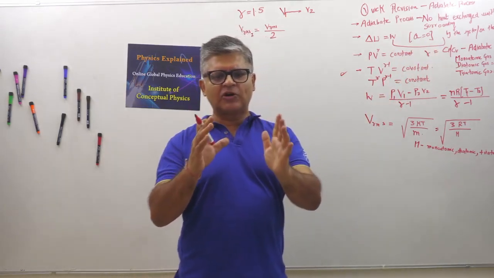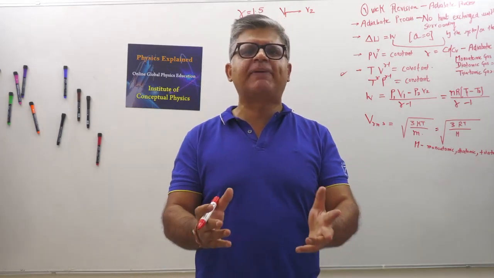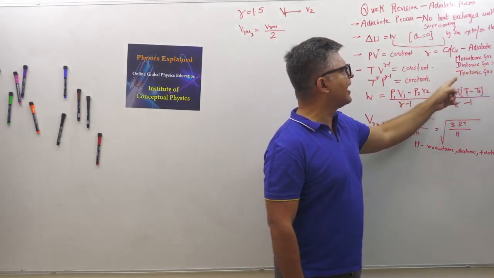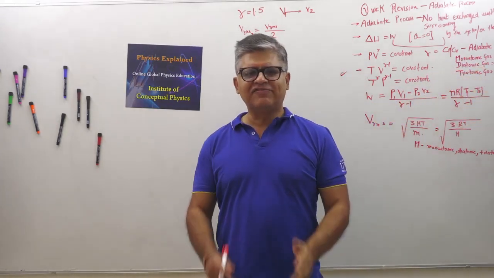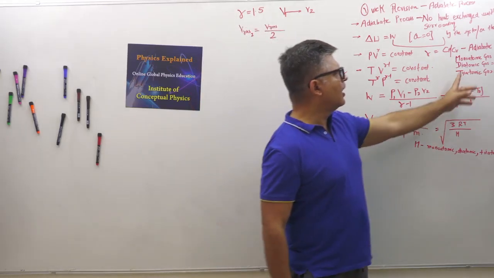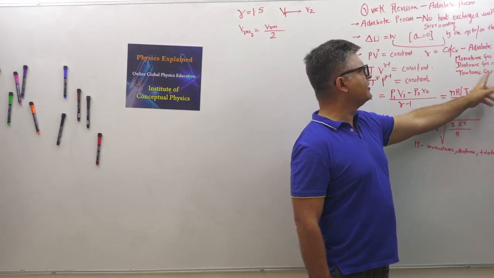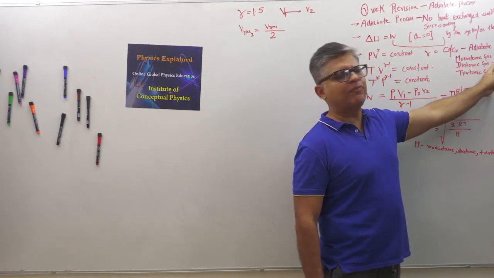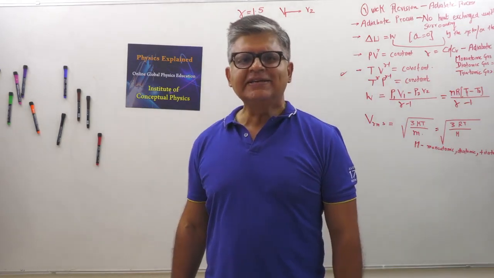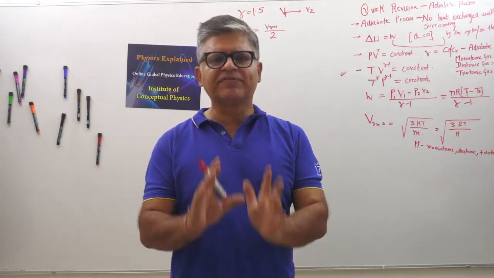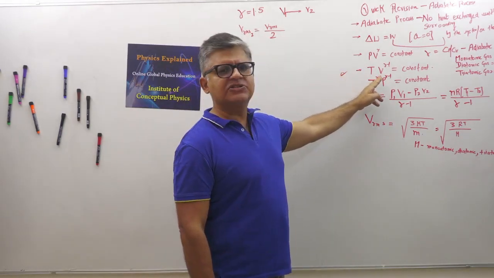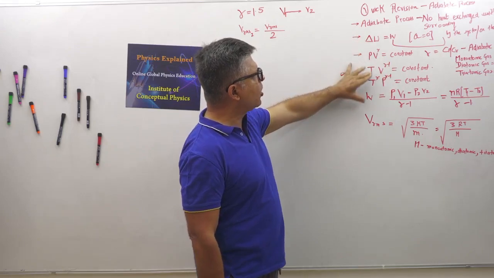What is gamma dependent on? It depends on whether the gas is monoatomic, diatomic or triatomic. The value of gamma changes with the type of gas you're dealing with. For a monoatomic gas, gamma is 1.67, for a diatomic gas gamma is 1.4, and for a triatomic gas gamma is equal to 1.33. I hope this is clear in your mind. So you have to memorize all this.